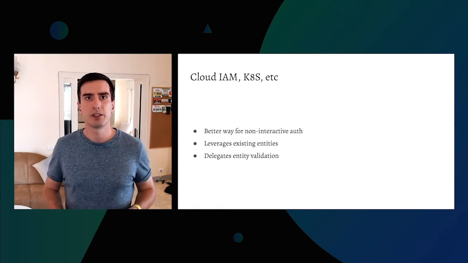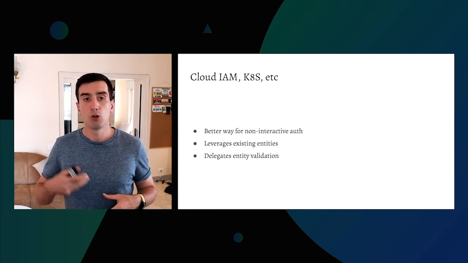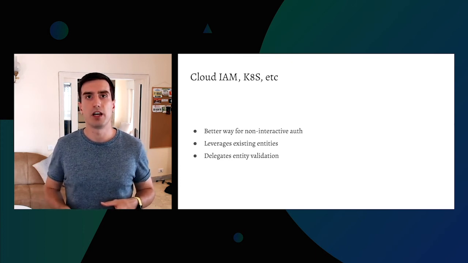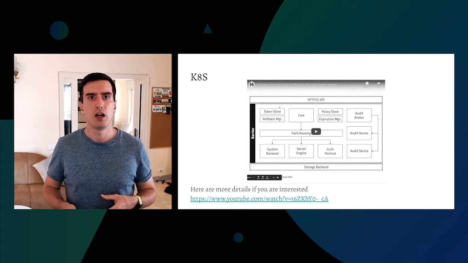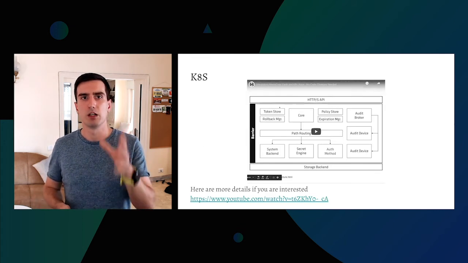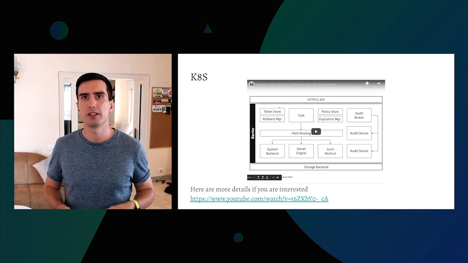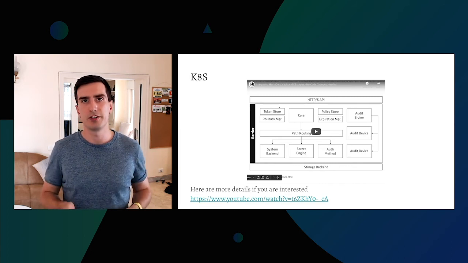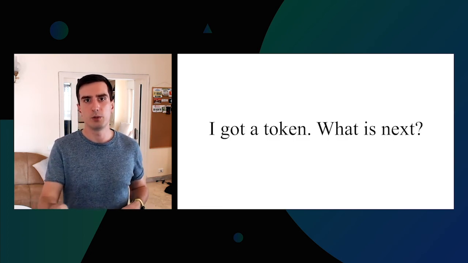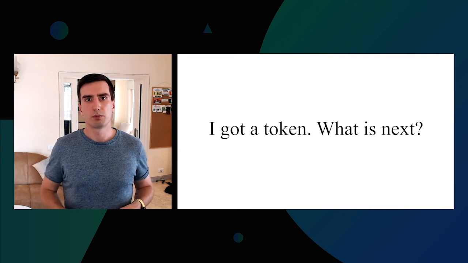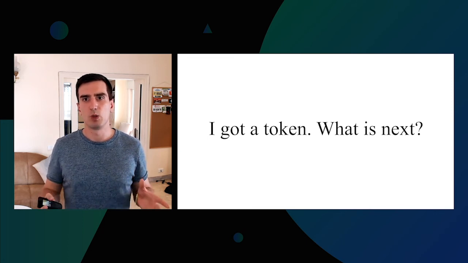The cloud IAM and Kubernetes methods are more useful for non-interactive authorization, like your applications, for instance. I'm not going to go into a lot of details about Kubernetes here. I have a separate video, so you can check it out on YouTube. So you got a token. What's next?